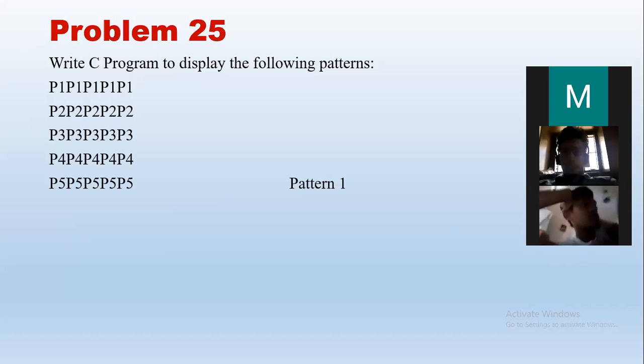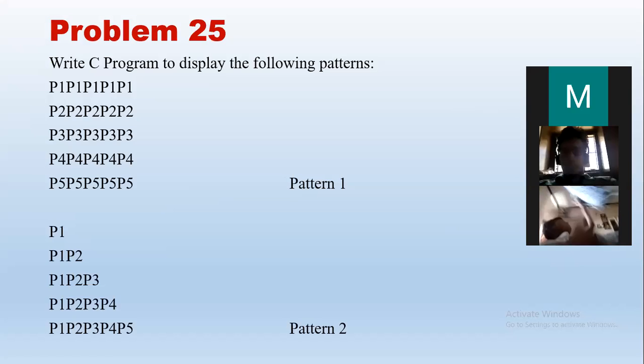So this is pattern 1 and we have to print pattern 2. That means two patterns have to be printed using one program. In this pattern 2, we have just one digit, P1, in row 1. In row 2, we have two digits. In row 3, there are 3 digits. Row 4, there are 4 digits. Row 5, there are 5 digits. The number of digits in each row depends on which row it is, right? So let us see that in detail next.